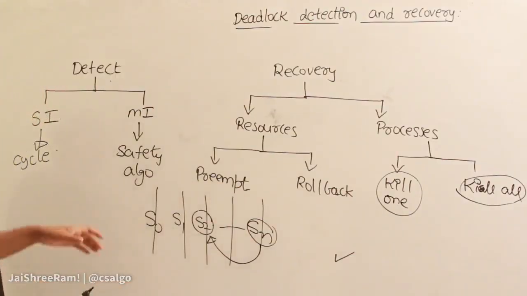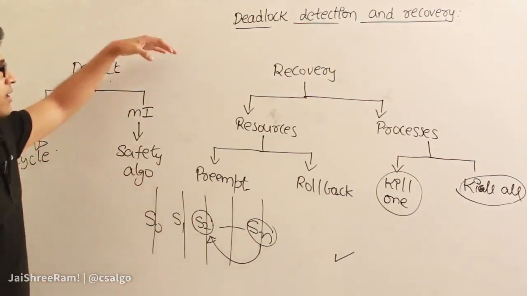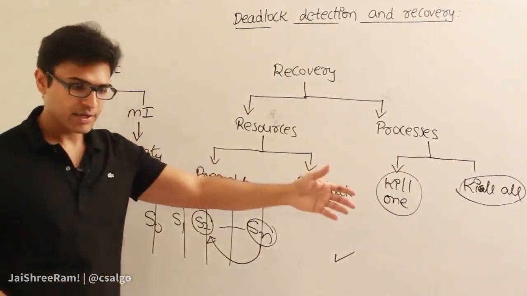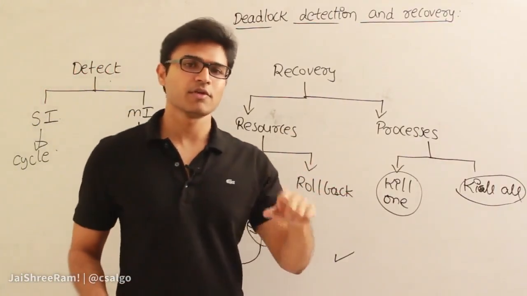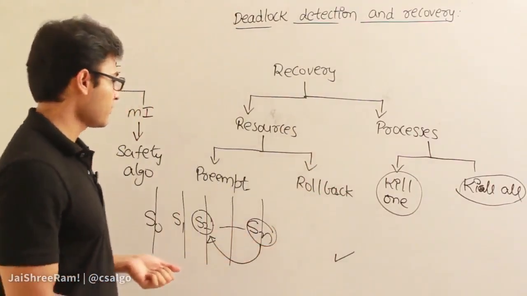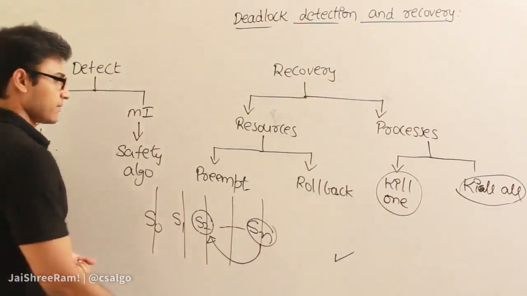Understood this? So this is a last resort, which means we will not do anything about prevention or avoidance, then definitely there will be deadlock, and therefore it is the responsibility of the operating system to detect it and then recover from it. Okay, so that is how this method works. Fine.